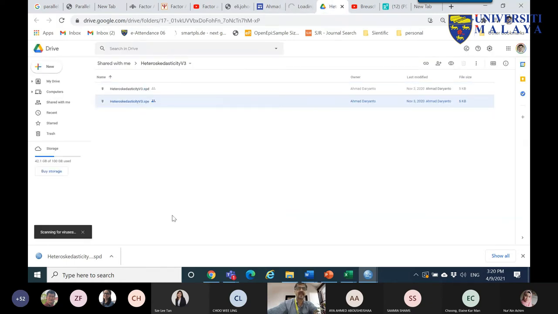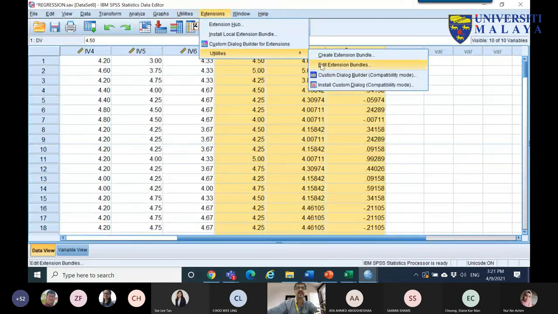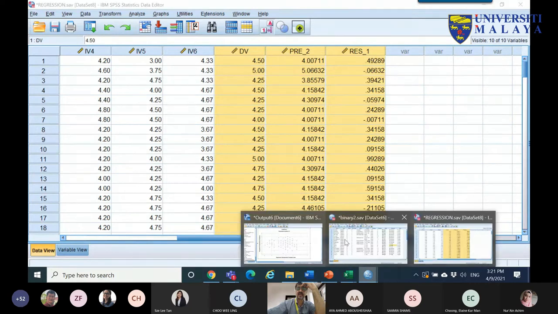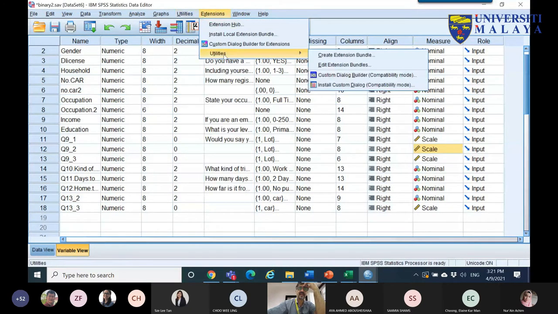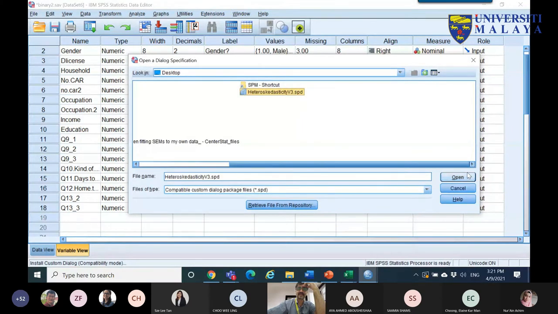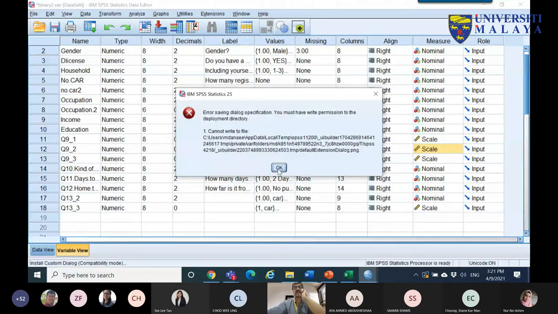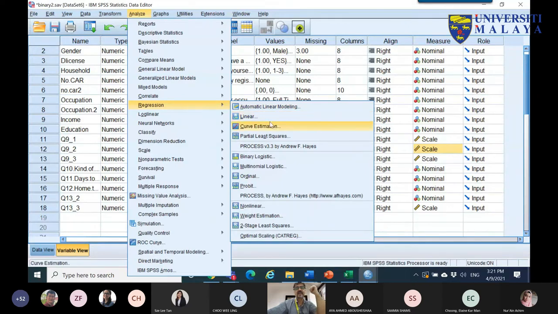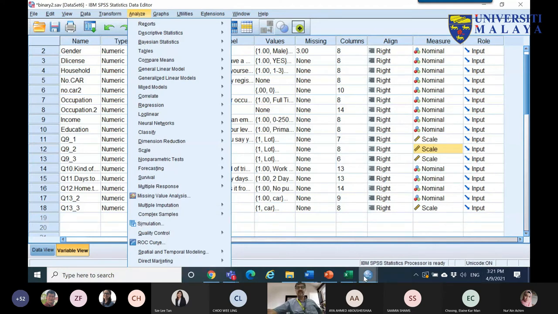Let me try another one. If I download the SPE, and go back to Utilities, Extension, Utility, Custom. Yeah, actually the SPE cannot be installed here, only SPD. But I don't know what's wrong with my SPSS. Utility, Install Dialog Box. Yes, no, the problem is that I could not install it because my computer is secure and I cannot easily install any extension. Later I have to change my setting, correct? But anyhow, you can try it on your laptop and do this homoscedasticity test.